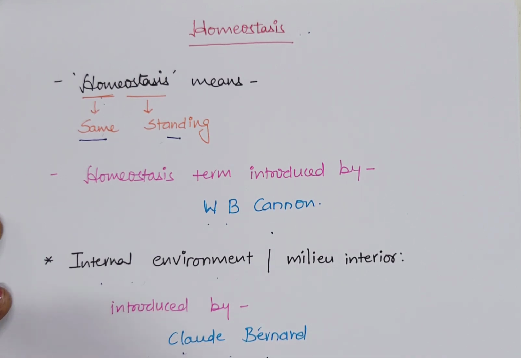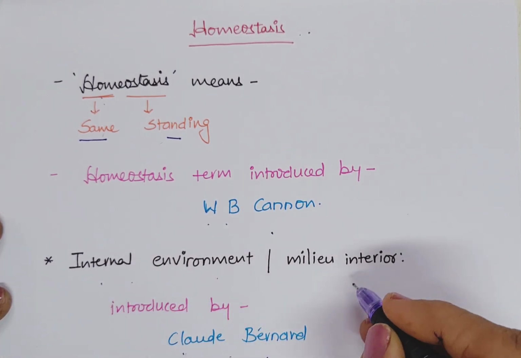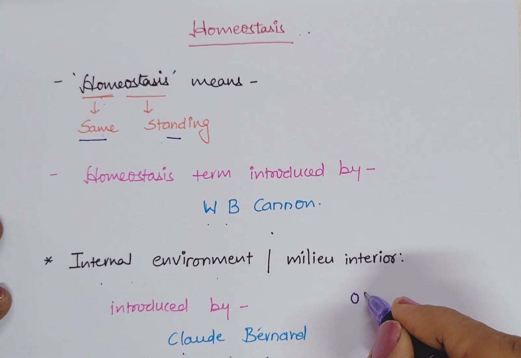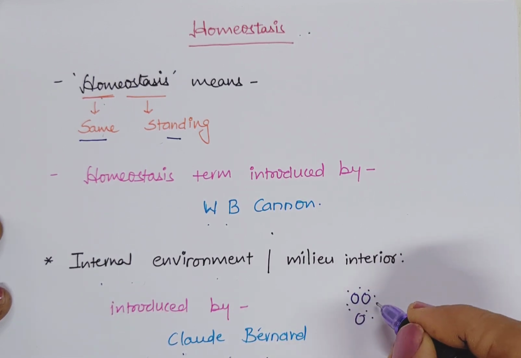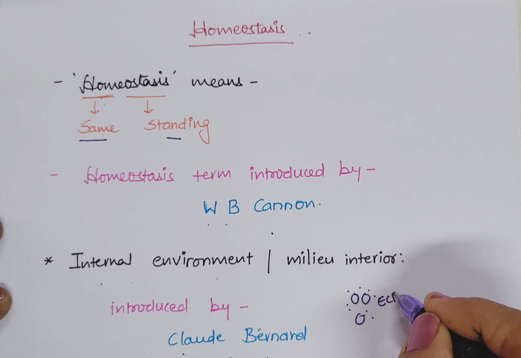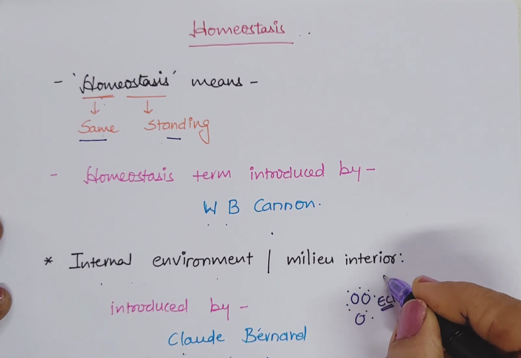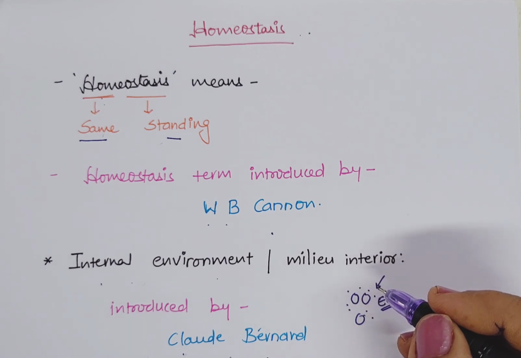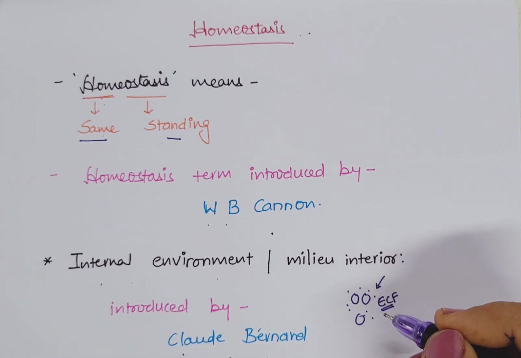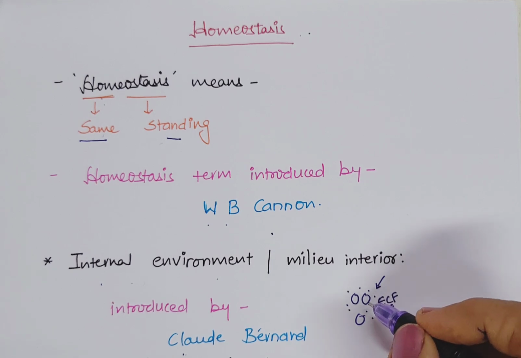Our cells live in extracellular fluid, and this extracellular fluid means the fluid outside the cell. Suppose these are the cells. The fluid outside the cell is known as extracellular fluid, which forms the internal environment for the body. So milieu interior means internal environment, that is a water based medium. You can see here, this is extracellular fluid.